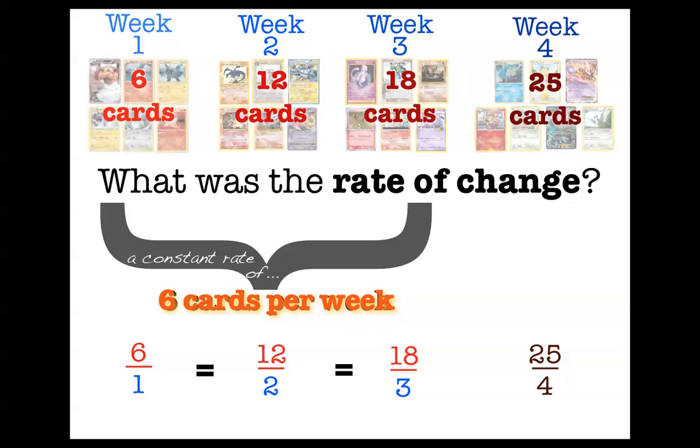But then something kind of funky happened, and I got 7 cards in the 4th week, and that kind of threw off my rate of change. And now my rate of change wasn't a constant anymore, because that does not equal 6 over 1.